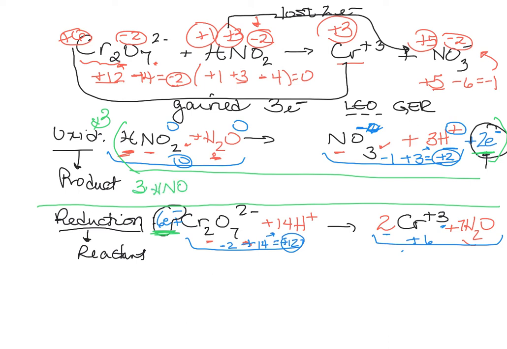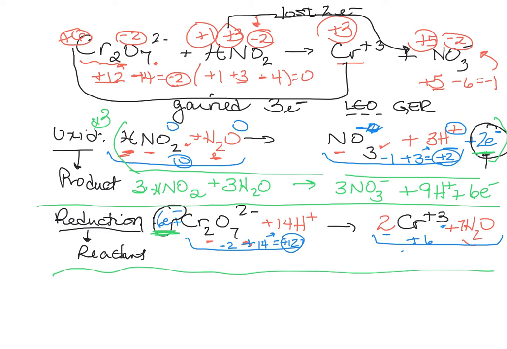So now I have 3 HNO2 plus 3 water gives 3 NO3 minus plus 9 hydrogen ion plus 6 electrons. Okay, so now you can see I have 6 electrons in both half reactions. Now I can add them together.